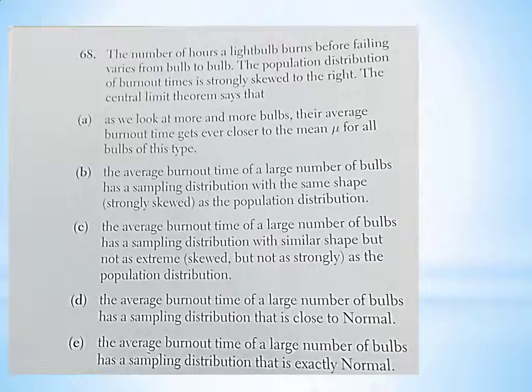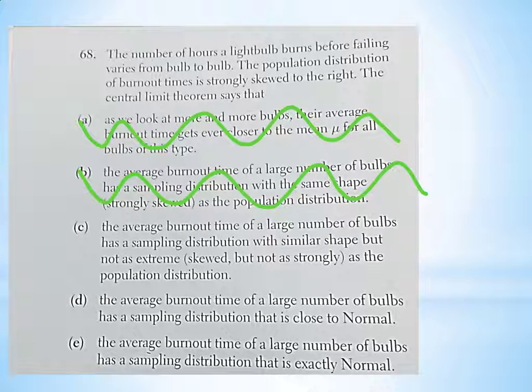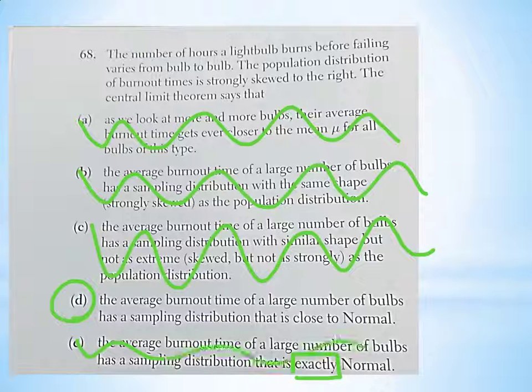A is talking about their average burnout time gets closer to the mean. I don't care about the mean. I care about the shape. The average burnout time of a large number of bulbs has a sampling distribution with the same shape, which is strongly skewed. That is incorrect. It's not strongly skewed. It's going to be approximately normal. The average burnout time of a large number of bulbs has a sampling distribution with similar shape but not as extreme. That is not true either. CLT says it's going to be close to normal. So D will be the correct answer. Is anything ever exactly normal? Nope. So D is the correct answer.